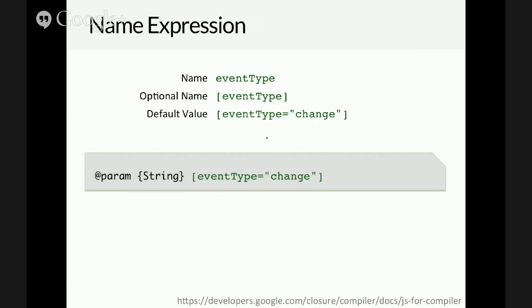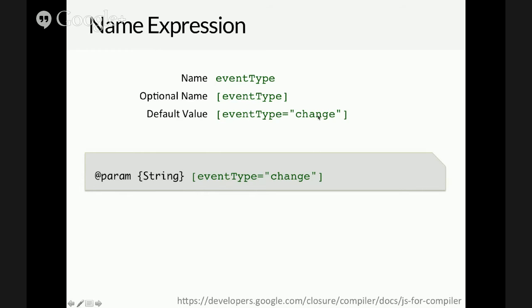There's also name expressions, like are seen with params. So I can say the param is of type string, and then you can also provide a little bit of additional information in the name expression. So if you just want to give a name of a type or a parameter, you just put a name in. But you can also specify that it's optional by putting brackets around it. And you can also provide a default value by putting equal.